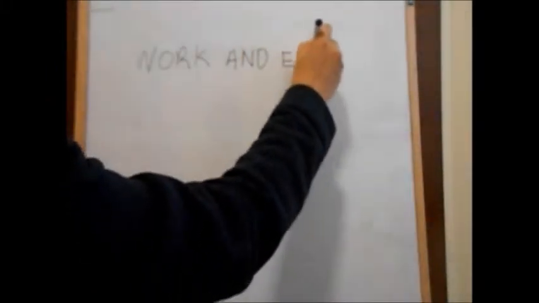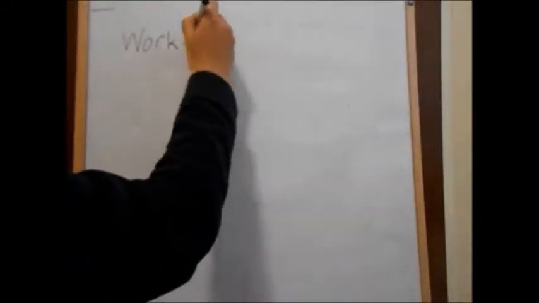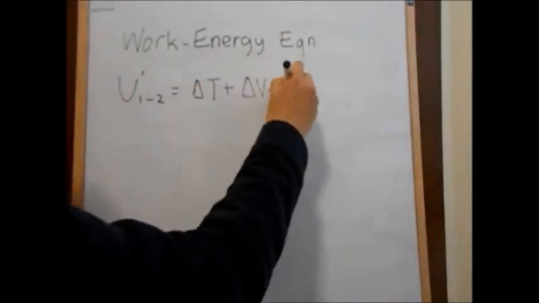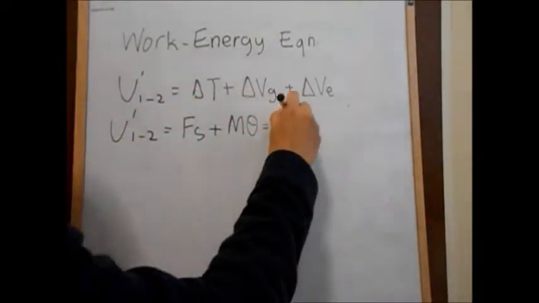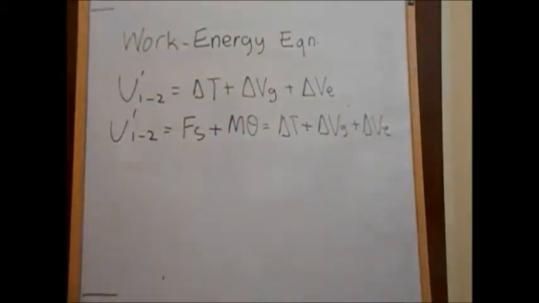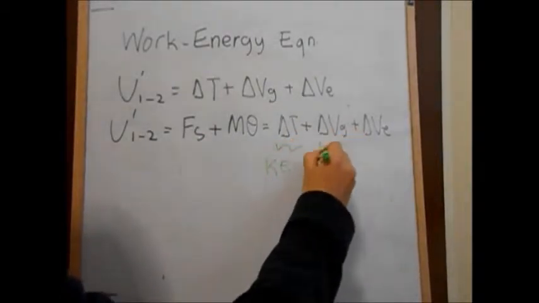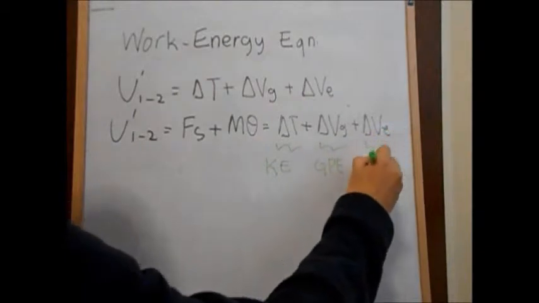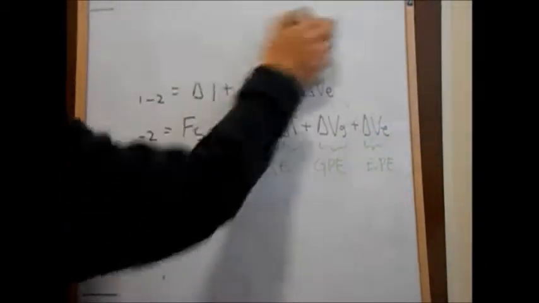In this video, I will talk about the work energy for rigid bodies. The equation to be used in this topic is derived from the work energy equation. The total work done on a rigid body is the sum of the work done by the external forces and the work done by the external moments. Delta T is the change in kinetic energy, while delta Vg is the change in gravitational potential energy, and delta Ve is the change in elastic potential energy.